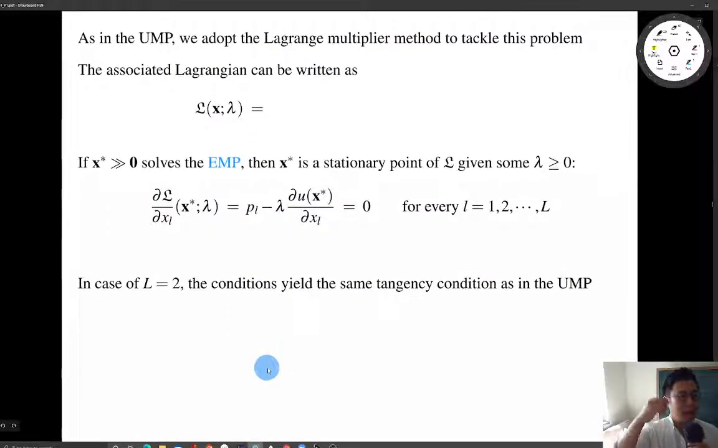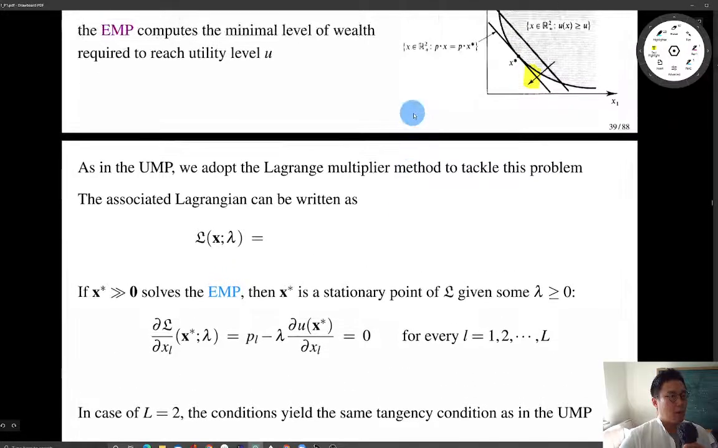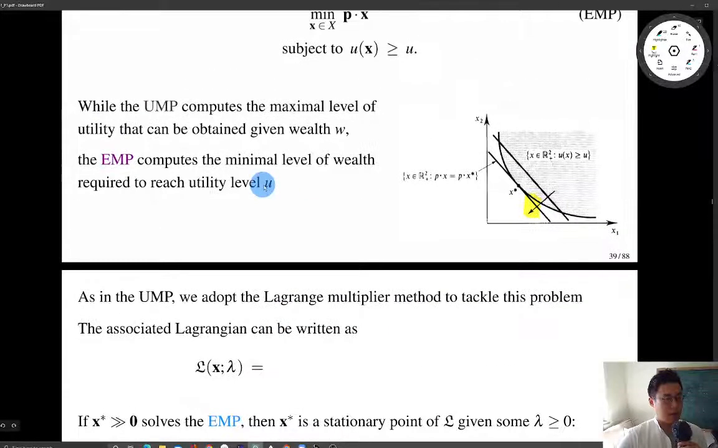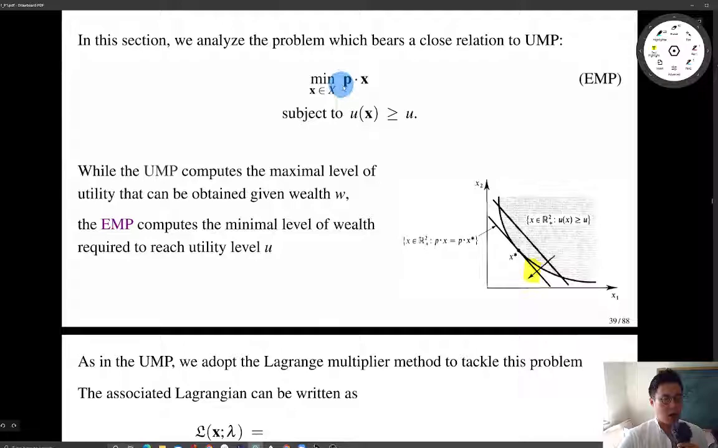The way to solve this EMP is exactly the same as before. We adopt the Lagrangian multiplier method to tackle this problem. But the way to write the Lagrangian is slightly different because the UMP was a maximization problem.